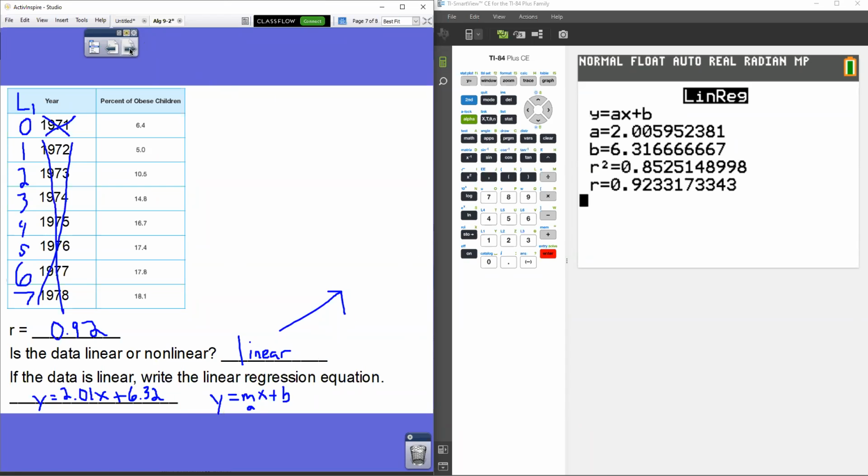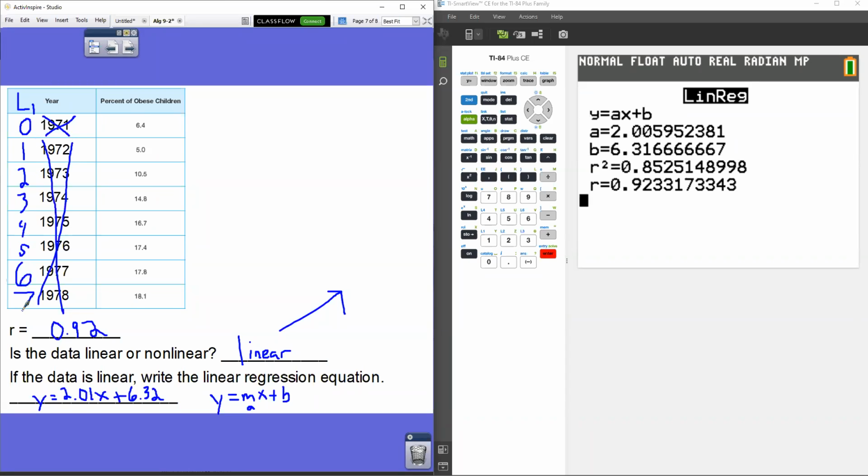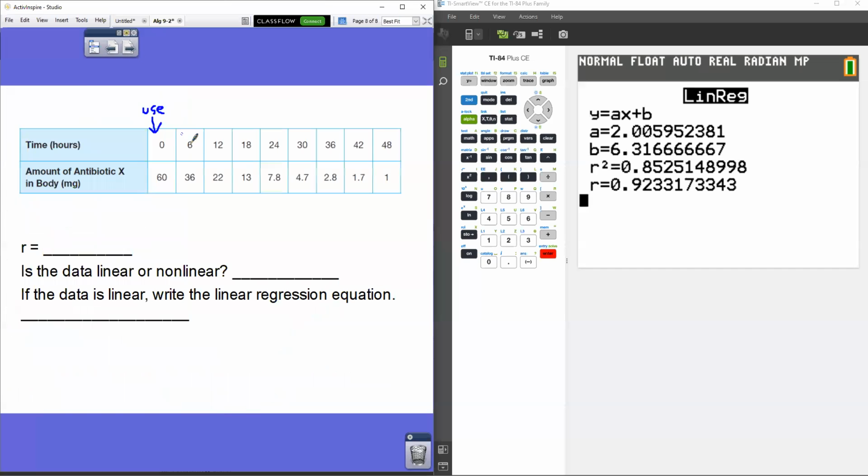Let's take a look at the next one. And this is the last one. So this time we have hours. Now, you're going to use these exact numbers for the hours. The only reason that we use 0 through 7 here is because we were talking about years. Any other thing besides years, you're going to use the exact numbers. Years are the only time where you want to start with 0 and count by ones, all right?